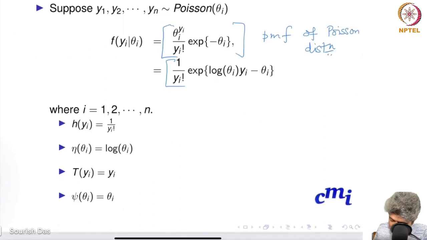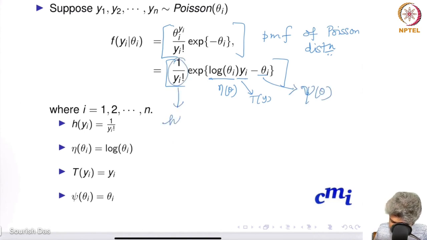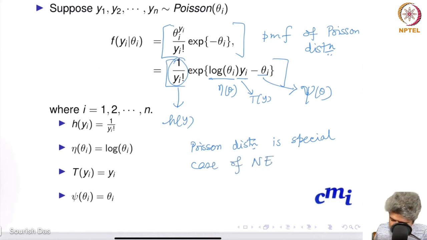I can write it in this format, and this log theta is my eta of theta, this yi is my T of y, this theta is my psi of theta, and 1 over y factorial is my h of y. So now I can say that the Poisson distribution is a special case of the natural exponential family class of distributions.